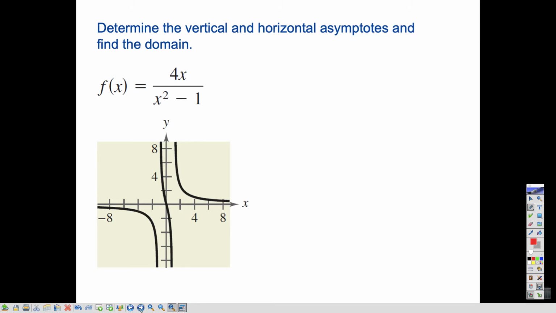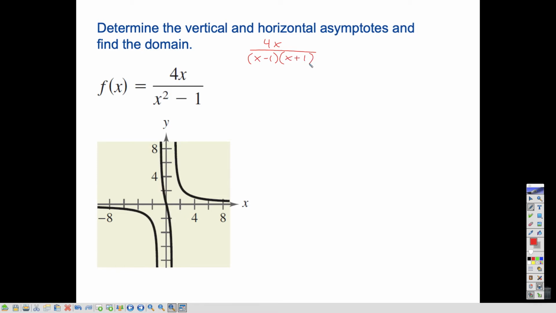Okay, so 4x over x squared minus 1. First thing I do is what? Make sure you can factor. Okay, so I have 4x on the numerator. What did I have in the denominator? x minus 1, x plus 1.